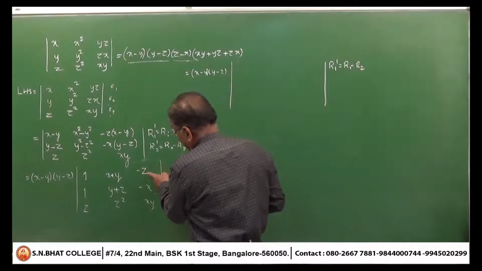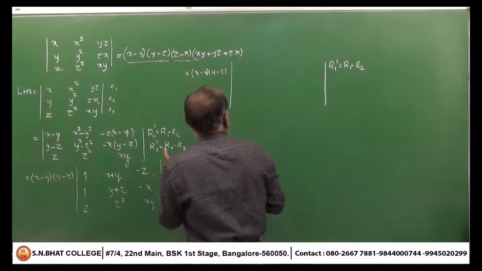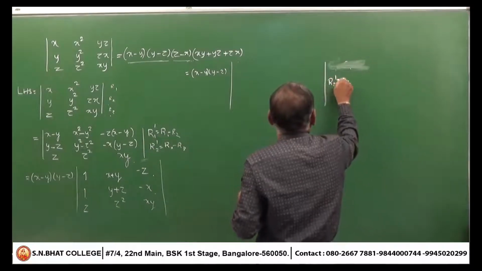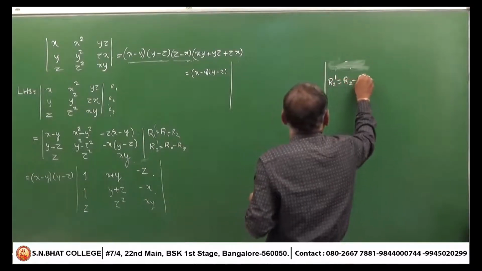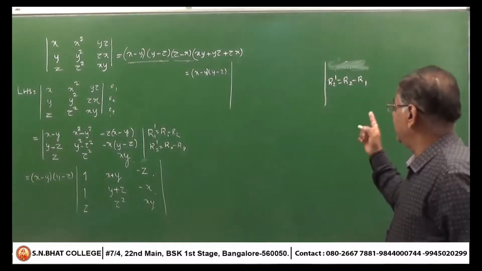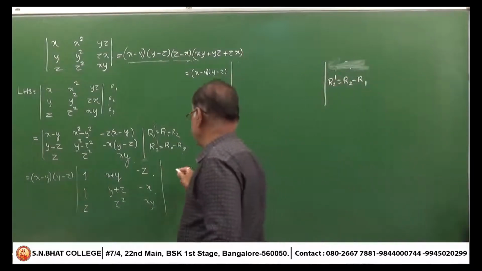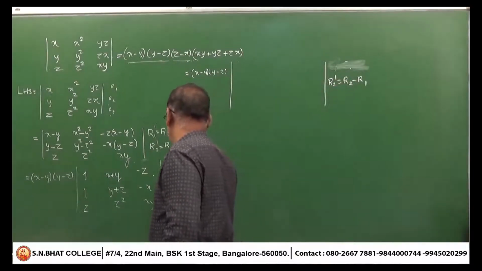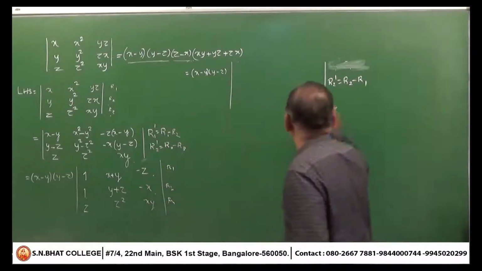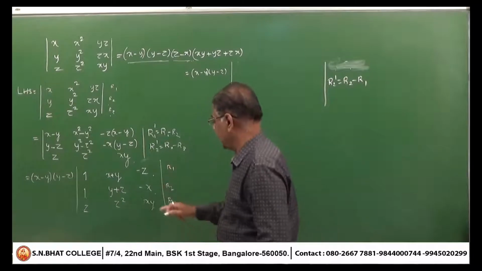Here we have minus z, here we have x. Or you can do R2 dash as R2 minus R1. Better to do R2 dash is R2 minus R1. You'll get z minus x. I am writing in R2. R2 dash is R2 minus R1. This is R1, this is R2, this is R3. I am writing in second row R2 dash.